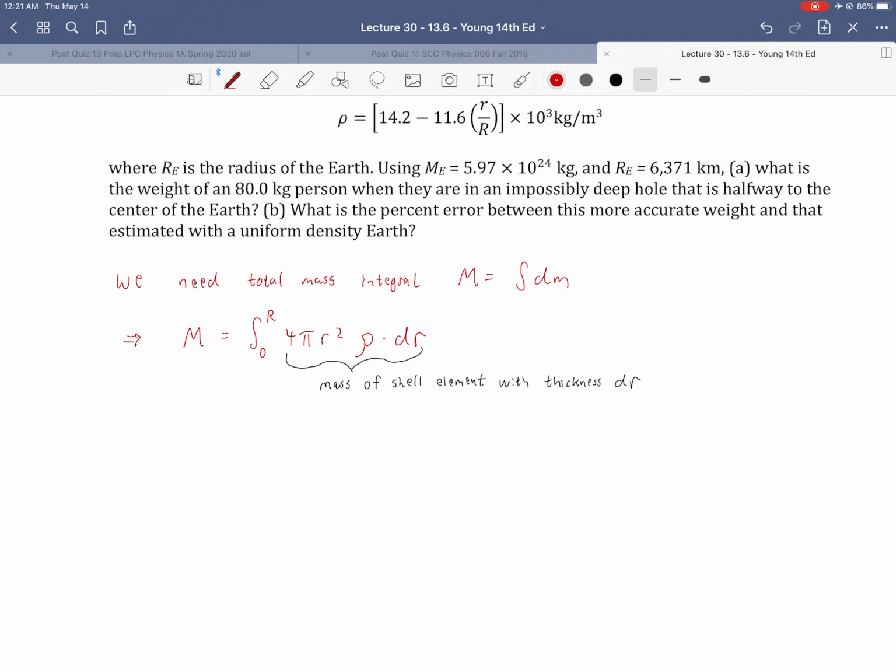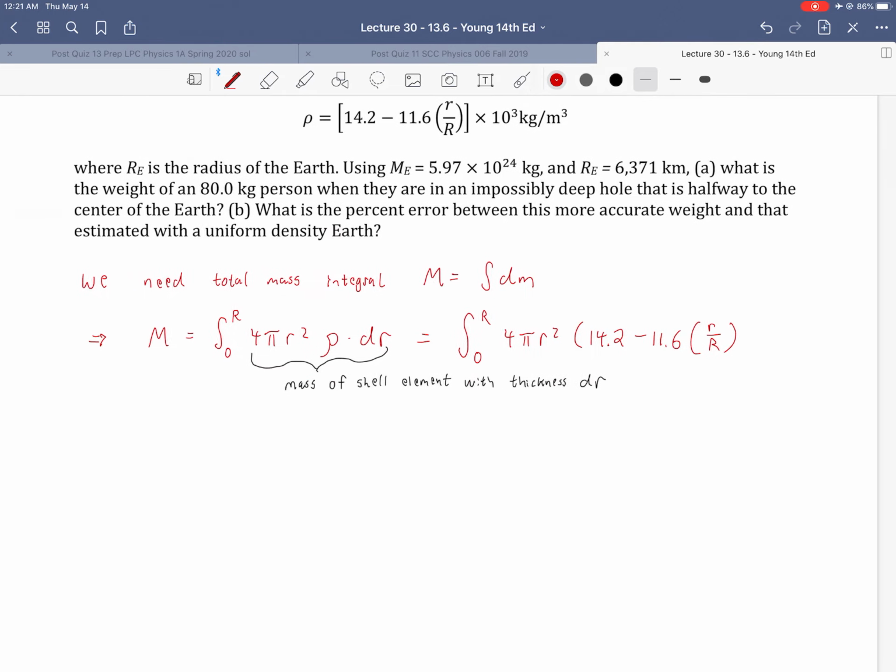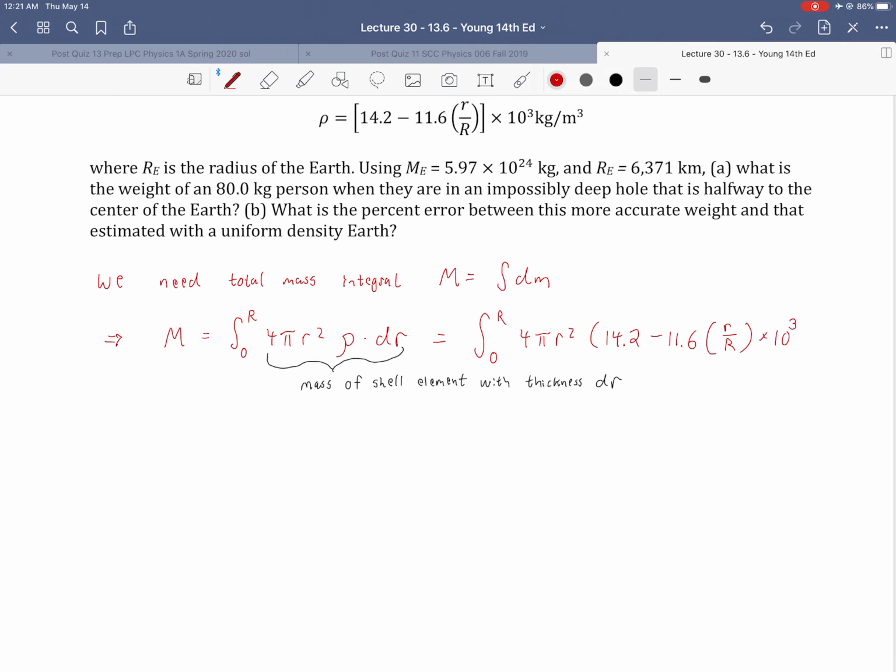All right, because again, that works because there's no variation with theta or phi, right? The big three-dimensional spherical coordinates. Well, we don't have to worry about that here. All right, so we can just go ahead and solve the integral now, once we plug everything in. So 0 to R, 4 pi r squared, that's just the surface area of a sphere, by the way. And then times 14.2 minus 11.6, little r over big R, okay. And then times 10 to the 3, because we need the correct order of magnitude, and then just dr.